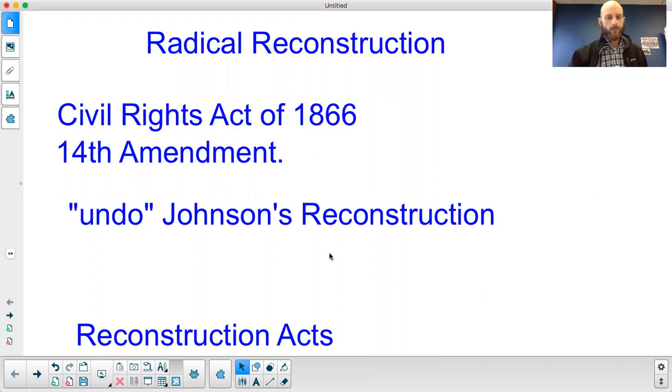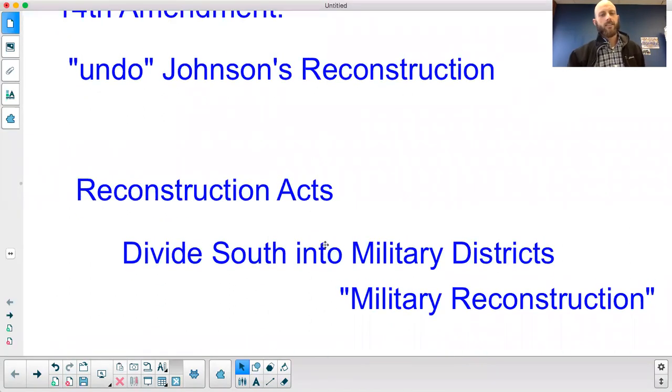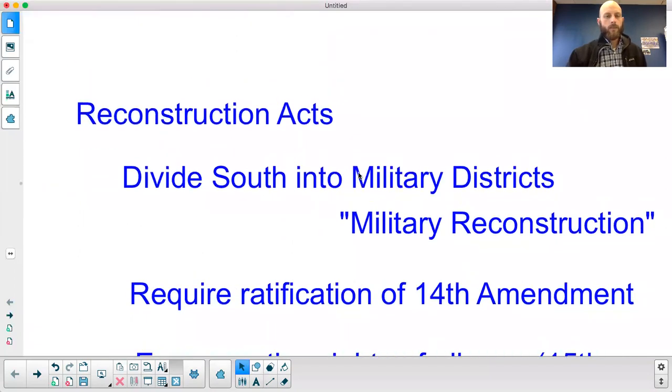All right, so the Reconstruction Acts divided the South into military districts. We call this military Reconstruction. Remember, one of the main arguments for radical Reconstruction is you need a federal presence in the South in order to make sure that the South doesn't revert back to its pre-war condition. And that's exactly what they're going to do. They're going to begin military Reconstruction. So the South is divided into several military districts, each under the control of a military governor. And they are the law and order of the land.